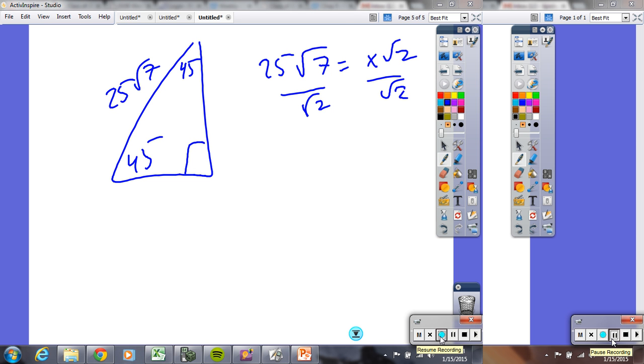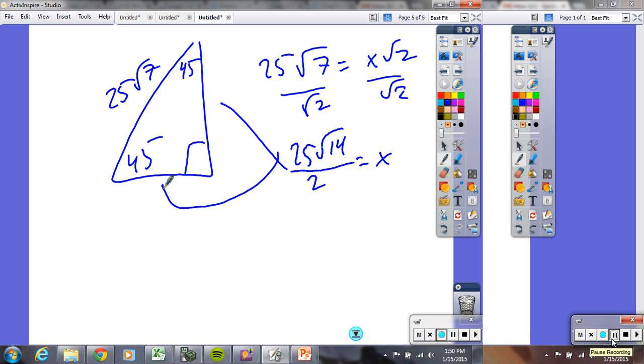This would be 25 root 14 over 2. And that would be the 2 sides, correct? Okay, we feel decent?